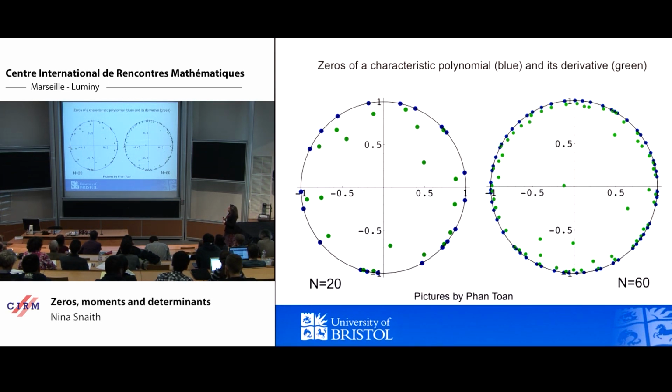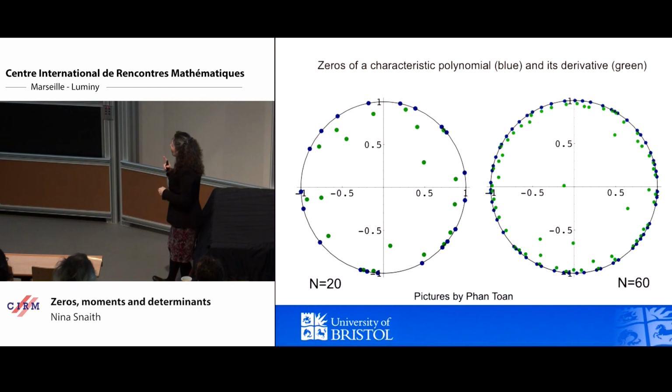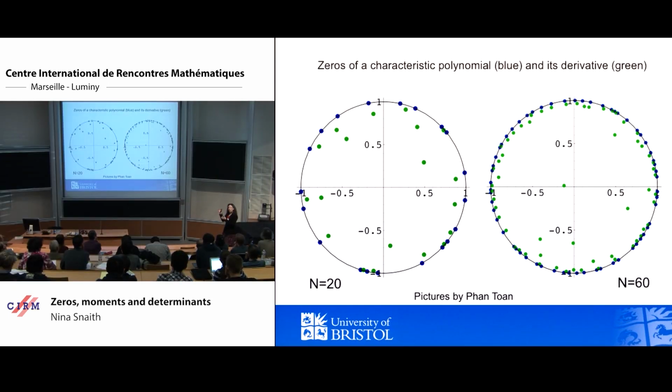If we have n equals 60, so a larger matrix, again the eigenvalues of the matrix are the blue dots, and the zeros of the derivative of the characteristic polynomial are the green dots. And we see the same phenomenon as we saw with the zeros of the zeta function. If we get two eigenvalues that are very close together, that's when the zero of the derivative of the characteristic polynomial sneaks up against the unit circle, in exactly the same way as the derivatives of zeta got up against the half line when you had two zeros of zeta very close together.